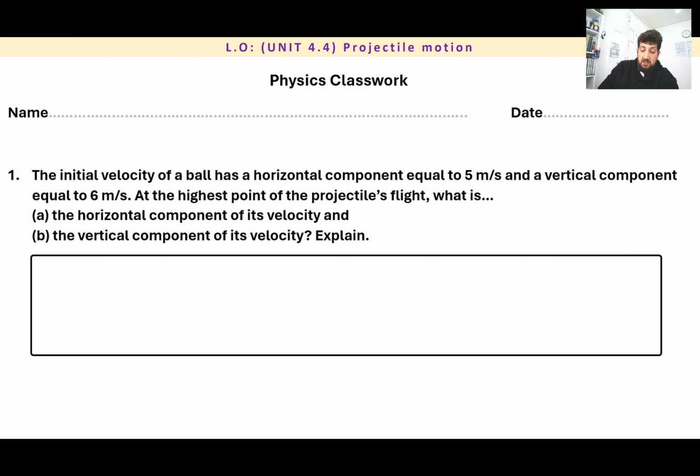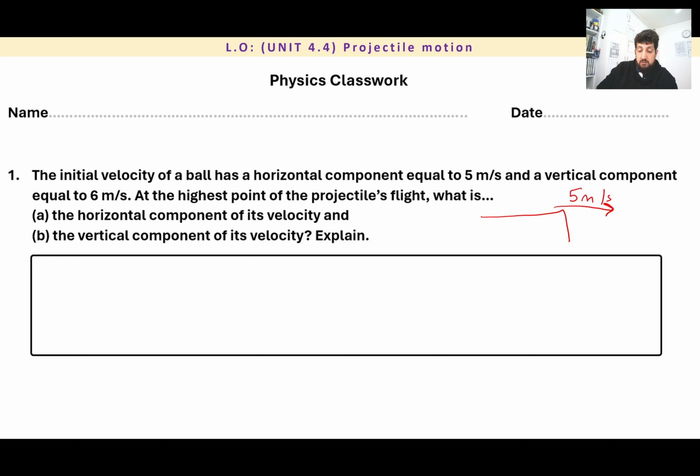So here we don't have any angles at the moment. We have a ball that's being launched. It has a horizontal component of 5 meters per second, and that is the speed in the horizontal component, or x-axis, and a vertical component equal to 6 meters per second. Interesting.